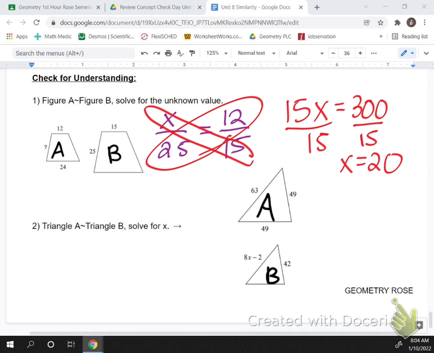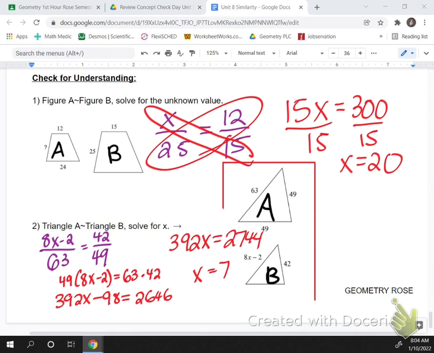Go ahead and try number 2. Notice in number 2, you've got an expression here. So you can't just find the ratio and do it in your head. You've got to set up an equation to solve for the unknown x in the expression. Give it a try. Go. Any questions about example number 2? Anything at all?